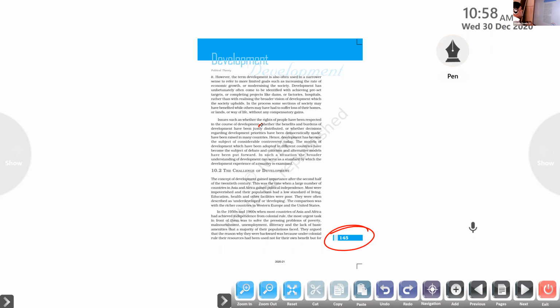So, did the government do it or not? If it is not so, it is not good. Okay, clear. Hence, development has become the subject of considerable controversy today. So today we can say that the developmental models are considered controversial issues. Many controversies we are able to find there, right or not?